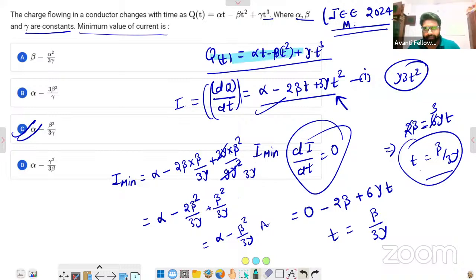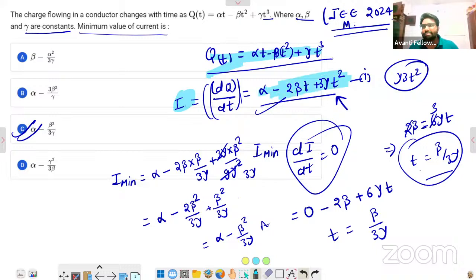So first of all, the expression is given to us in the form of charge. And what is it asking? The minimum value of current. So for current, we have I equals dq by dt. First of all, we have to differentiate this expression. When we differentiate dq by dt, we get this expression. This is the value of current.